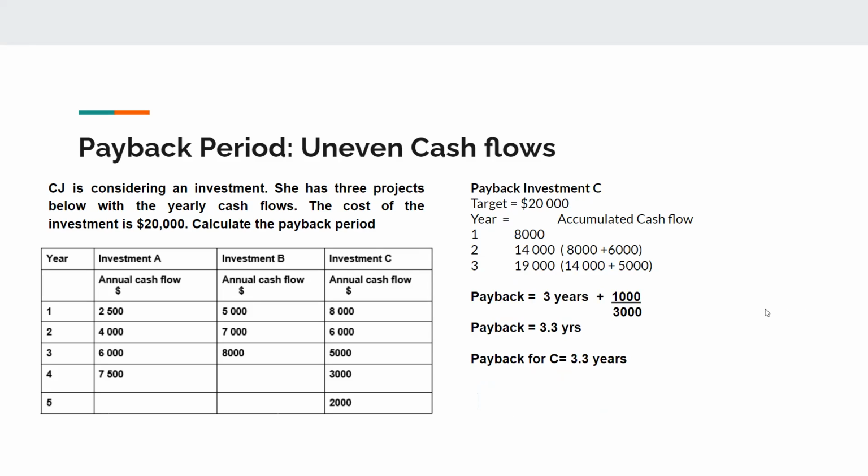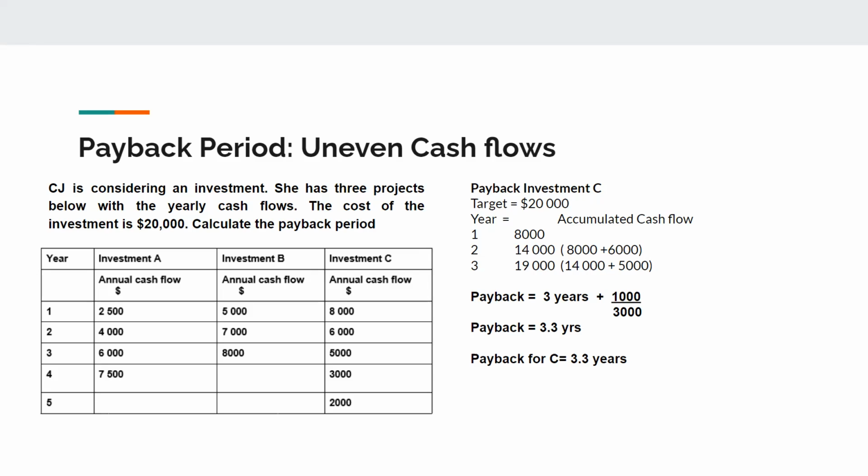Investment C, you have 8,000 in the first year. Second year, you have 6,000, so you're up to 14,000. Third year, right, 5,000. So in the third year, it takes us up to $19,000, but that's not 20. I still need another $1,000, right, in order to make my target of 20,000.